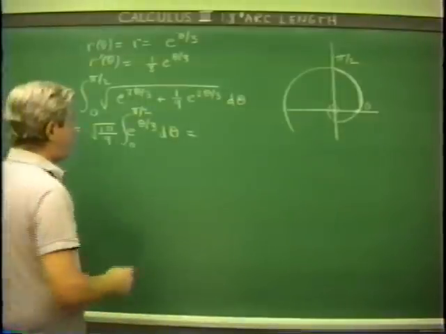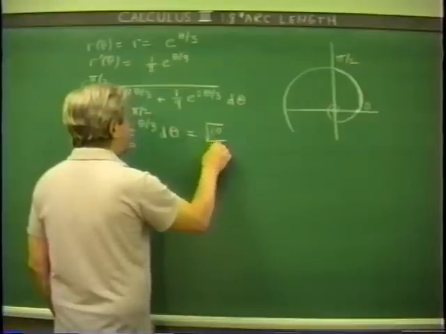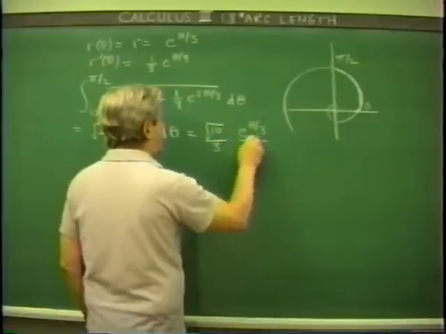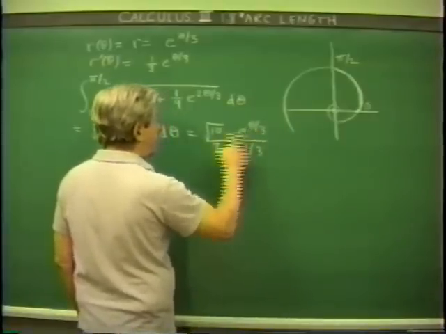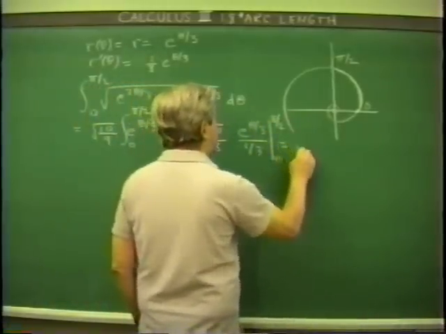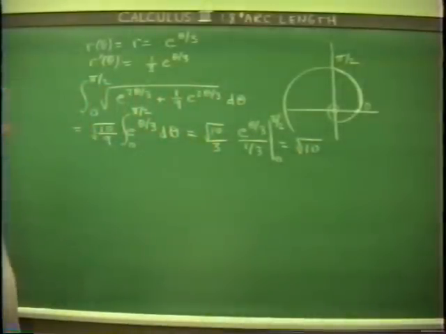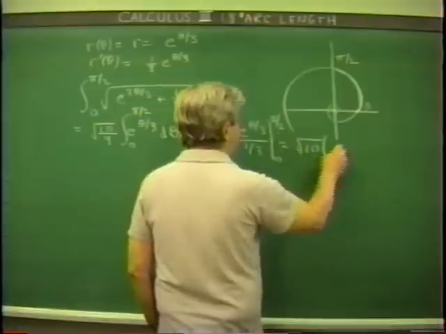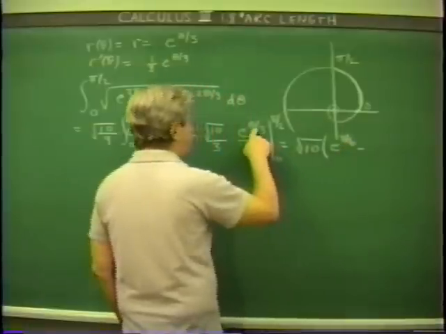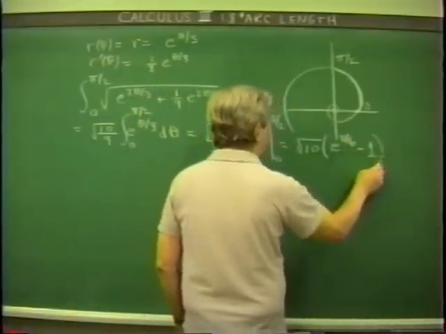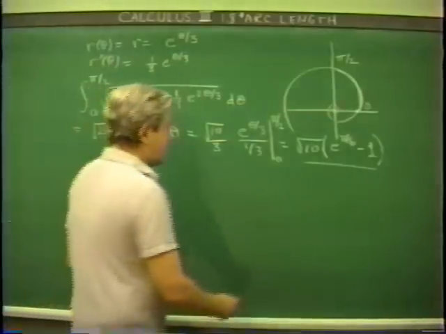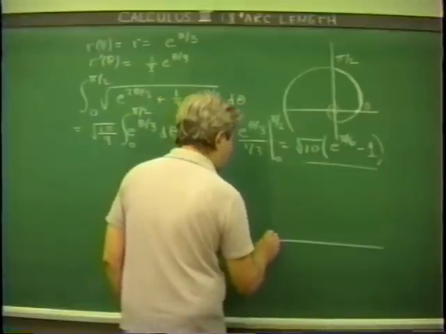Now this is simple, see? Normally if you take r squared and r prime squared and take the square root, it doesn't necessarily turn out to be nice at all, but for this particular example, we get the square root of 10 over 3, and e to the theta over 3 integrates to e to the theta over 3. Not quite, we're going to have to divide by 1/3, because differentiating this gives 1/3 e to the theta over 3. When we evaluate that from 0 to pi over 2, the 1/3 and the 3 cancel, so this leaves us with the square root of 10 times e to the pi over 6, when we put theta equals pi over 2 in here, minus the value at 0, which is e to the 0, that is 1. So that's the arc length of that curve between 0 and pi over 2.